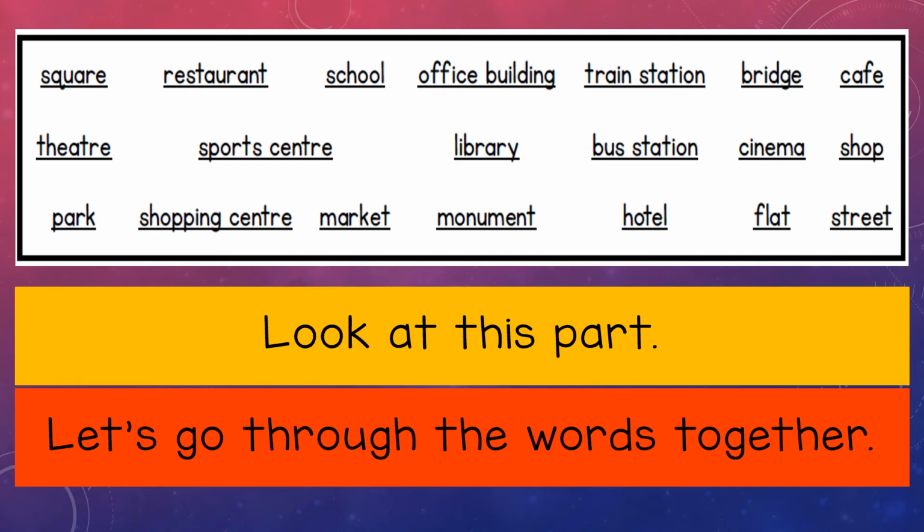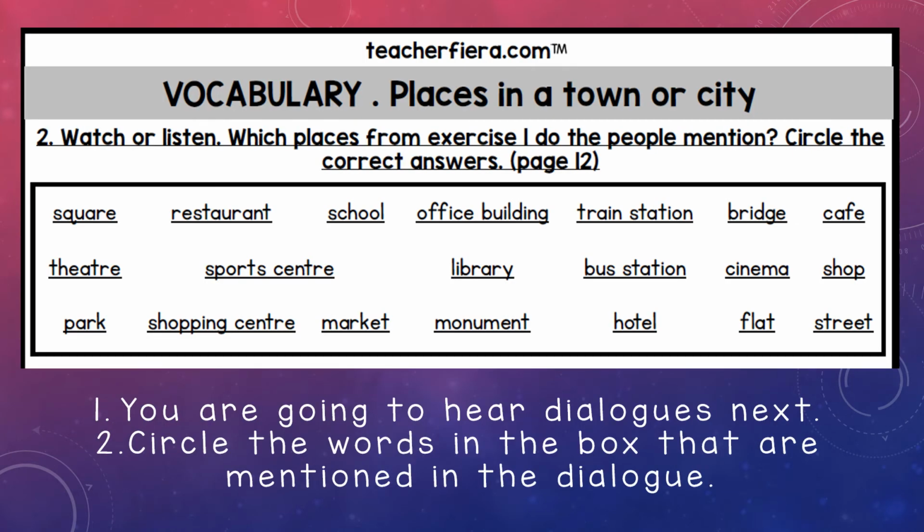Well done. Next, you are going to listen to dialogues. You will listen to people talking, and you are going to circle the words in the box that are mentioned in the dialogues. You are going to listen, dengar, and when you hear any of these words, mana-mana perkataan ni, mentioned in the dialogue, disebut dalam dialog tadi, you are going to circle it, bulatkan.